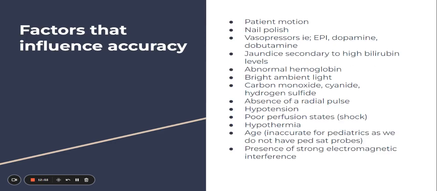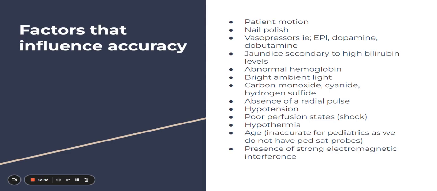So here's a little bit more exhaustive list of factors that can influence accuracy. We talked about patient motion. We talked about nail polish. Vasopressors, such as epinephrine, and other things like dopamine and dobutamine can also have an effect because they're decreasing the circulation to the extremities. Jaundice secondary to high bilirubin levels: if we have somebody with liver failure, their liver is no longer able to eliminate bilirubin, which is a byproduct of red blood cells being broken down. What can happen is it'll get deposited in the skin and create a yellow appearance. That can affect, again, the light going through the skin to take a reading.